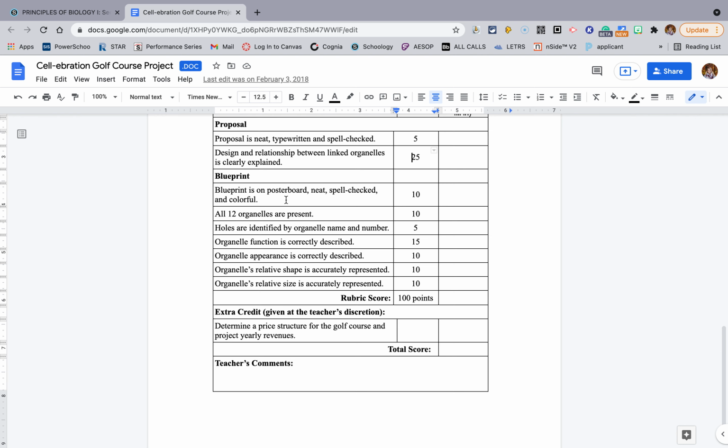Then your blueprint: if it's on poster board, neat, spell checked, and colorful, this can say trifold or anything 3D like we've already talked about. All 12 organelles are present. Holes are identified by organelle name and number. Organelle function is correctly described. Organelle appearance is correctly described. Shape is represented, and relative size is represented. Okay, so this whole total is exactly like a test. So if you do really good on this, in your group, this is a free test grade. Okay, and it's really going to help keep your grade up.